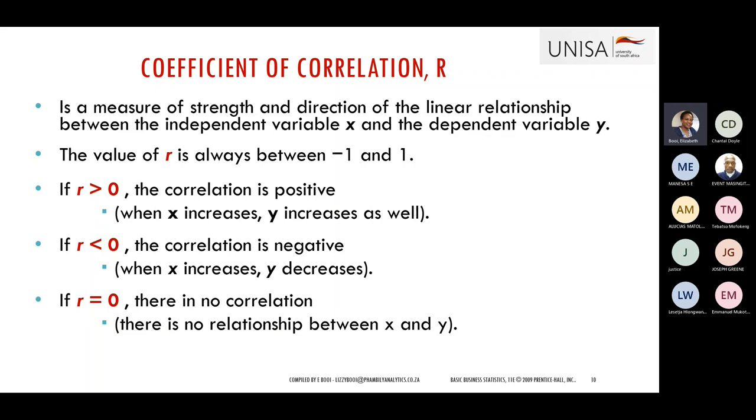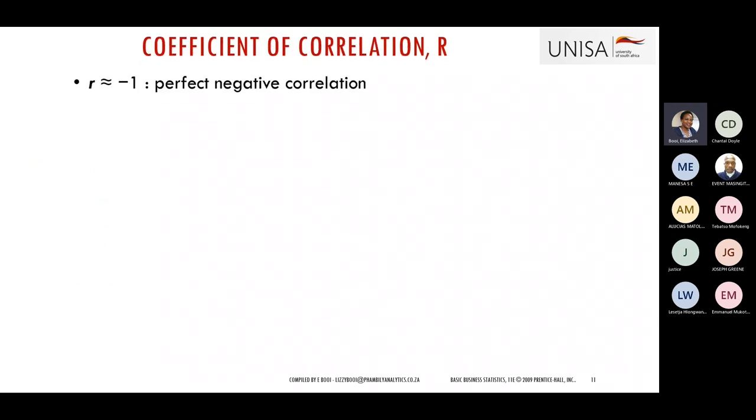So how do we then calculate or describe the strength in terms of the actual value that we have? Let's assume that we have an R value of -1. How we interpret that, we would say your dependent and independent variables have a perfect negative correlation, or perfect negative relationship. If it's between -1 and -0.79, we say it has a strong negative relationship.